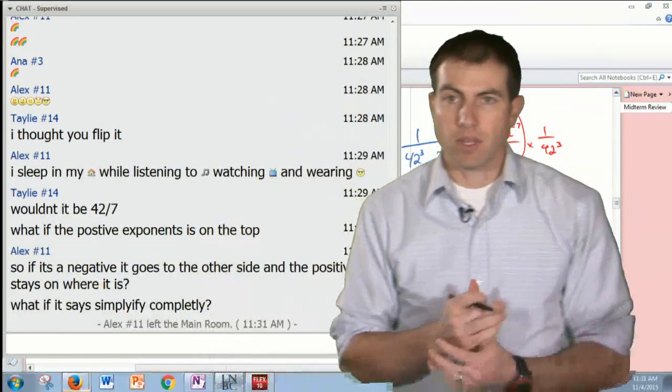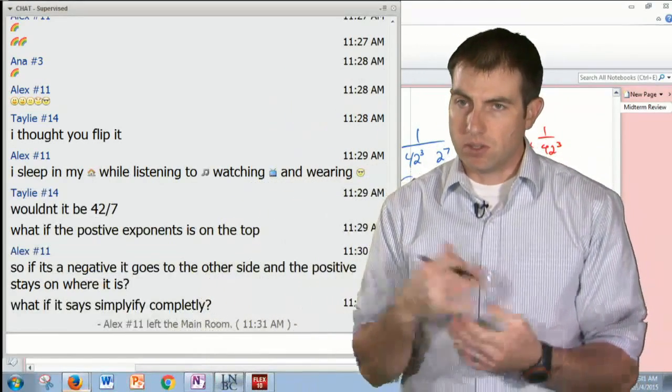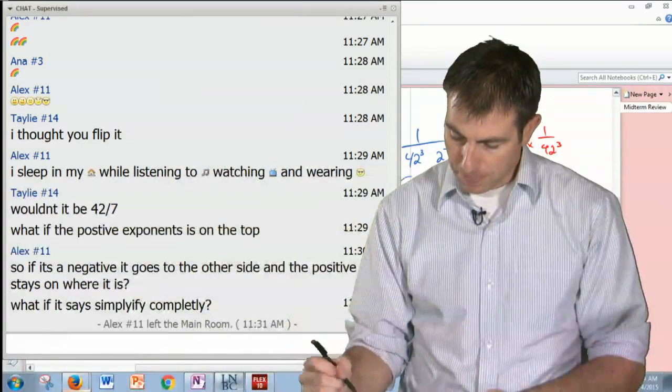Hopefully that helps. What if it says simplify completely? So that's just kind of through that little bit.